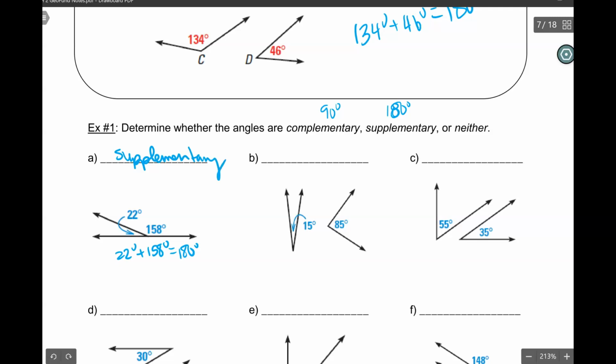And if we add these other two, 15 plus 85 is 100, so this is neither. This is neither 90 nor 180. I could take 55 plus 35, that's going to be equal to 90. So we say that these are complementary. They add up to 90. They add up to be a right angle.